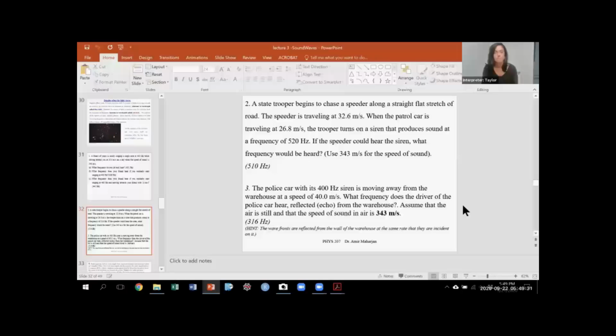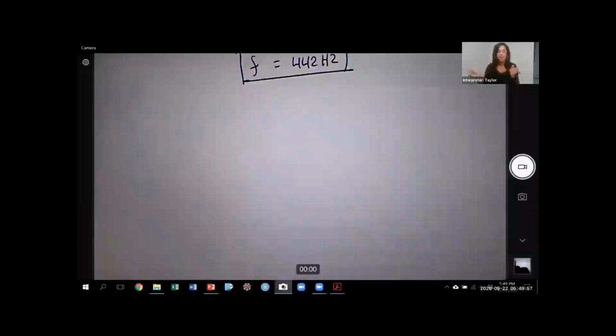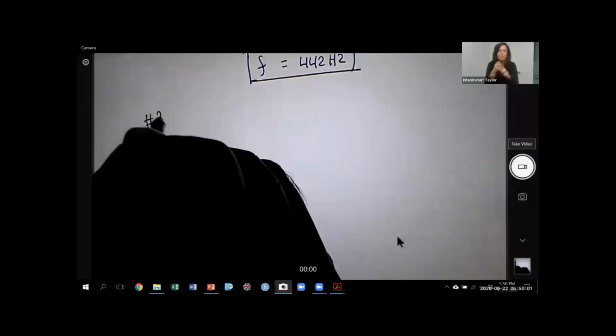The warehouse is a kind of reflector, right? The wall of the warehouse acts as a reflector of the sound. Assuming that air is still and the speed of sound in air is that. So here's the hint, the main idea: the wave fronts are reflected from the wall of the warehouse at the same rate that they are incident on it. So that's the main idea. Let me try to explain what that means. Now the next problem, a little tricky. This is number 3 from my lecture slide.